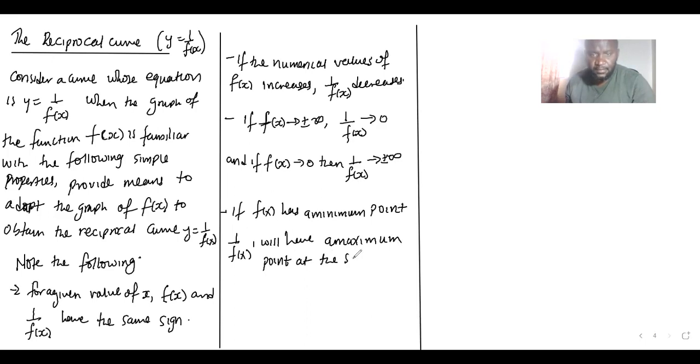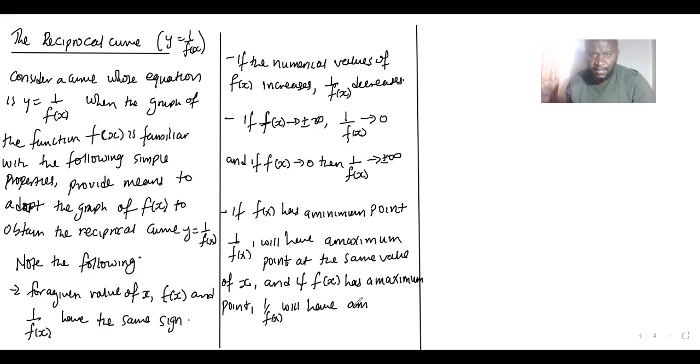At the same value of x. And if f of x has a maximum point, then 1 over f of x will have a minimum value at the same value of x. So those are the keynotes we should note.